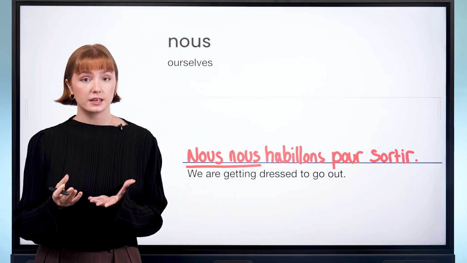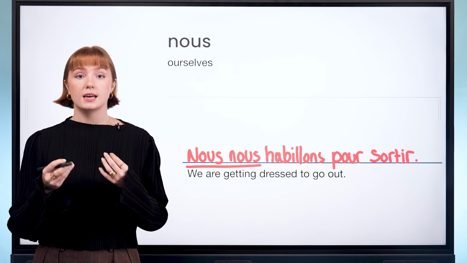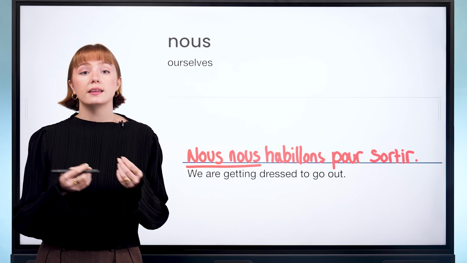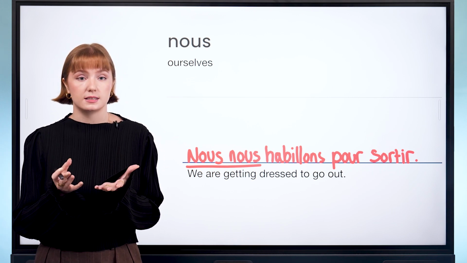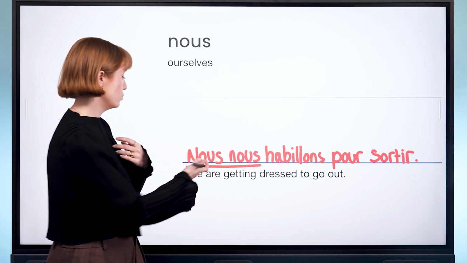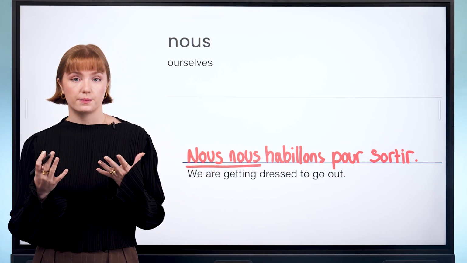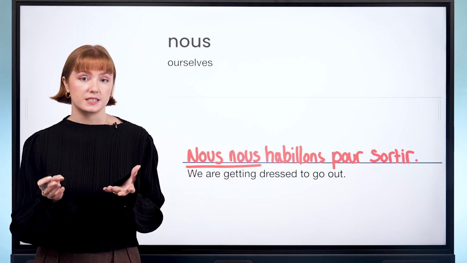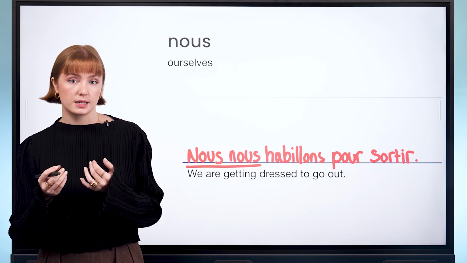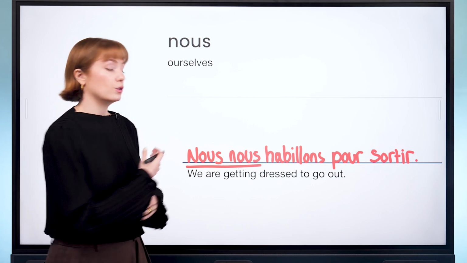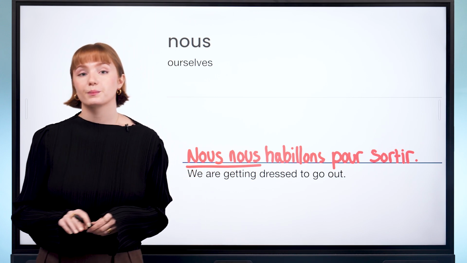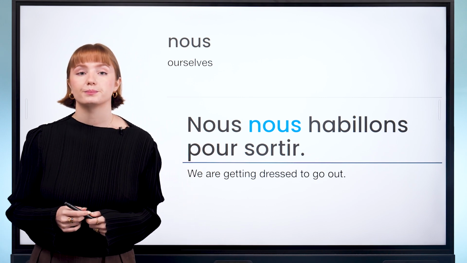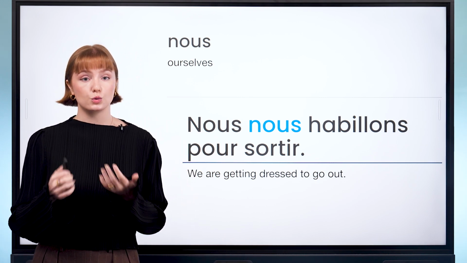Nous is used here because the subject of the sentence is we, and nous is both the subject pronoun and the reflexive pronoun that matches it. The first nous means we, and the second nous is the reflexive pronoun showing that we are dressing ourselves. Nous nous habillons pour sortir. We are getting dressed to go out.